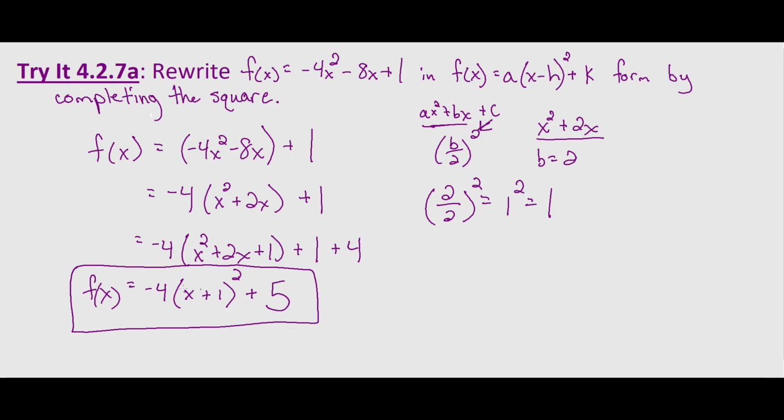Now, what all does this form tell us? Well, it opens down because negative 4 is out front, a is negative, and the vertex is at negative 1, 5.